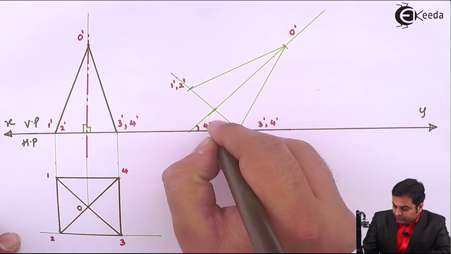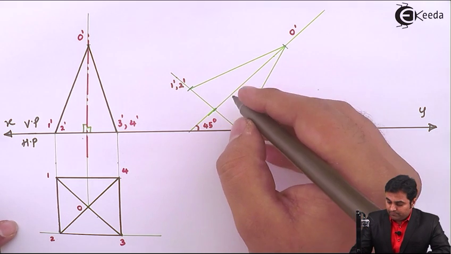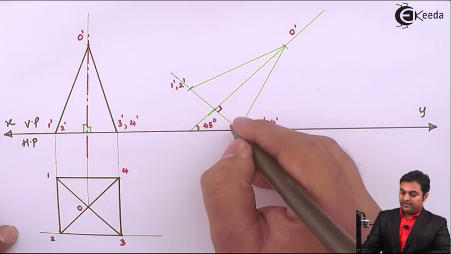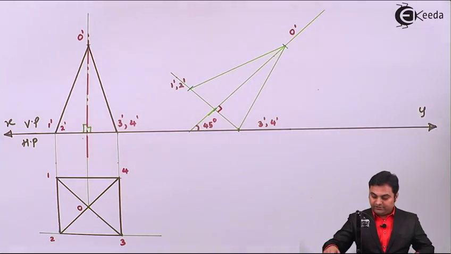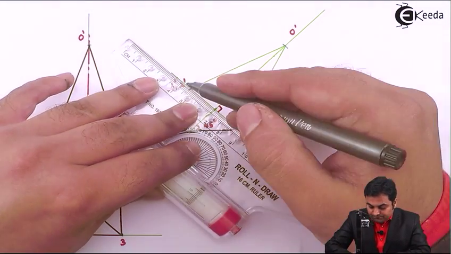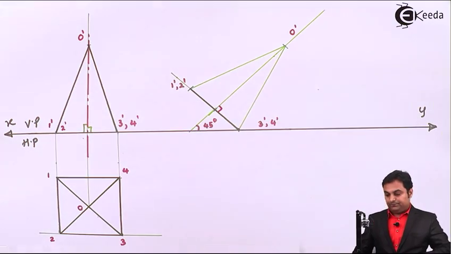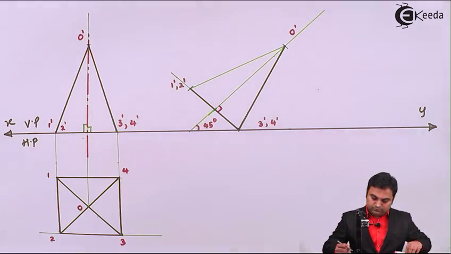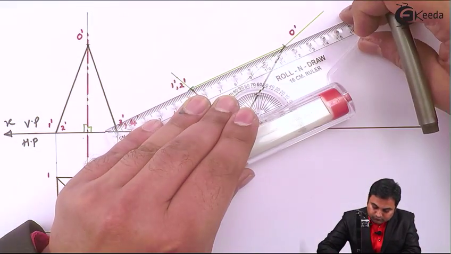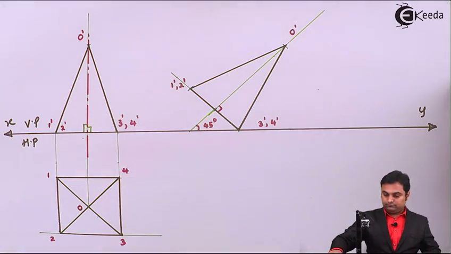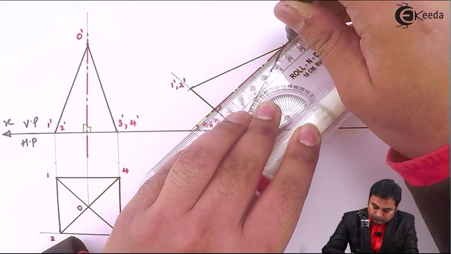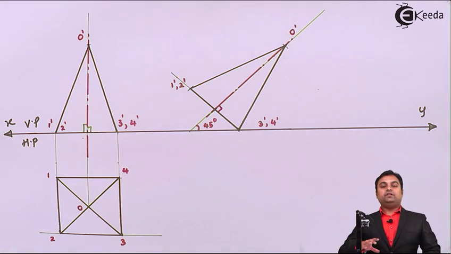So when the axis is inclined at 45 degree, even the base is inclined at 45 degree, because axis and base, they are 90 degree to each other. So the remaining angle is 45 degree. Next, I'll draw it dark, making the edges dark. Next, here I have tilted the square pyramid, and this is the front view of that tilted pyramid.